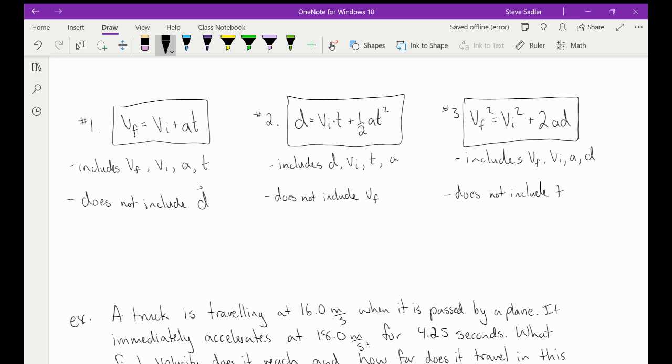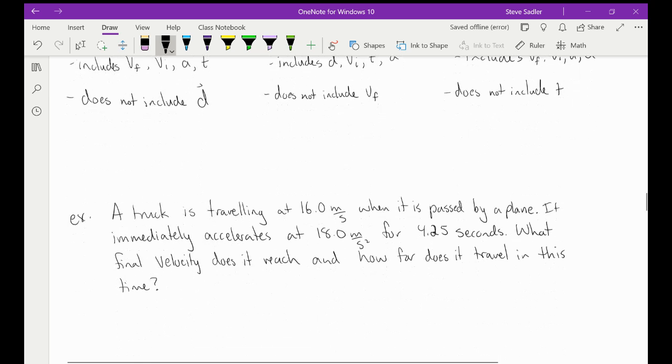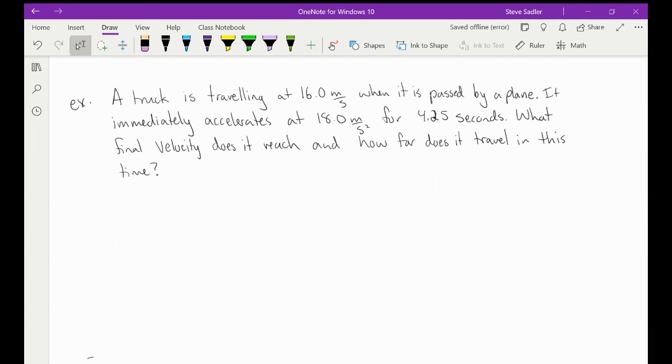Excuse me. So let's do a practice problem. A truck is traveling at 16 meters per second when it is passed by a plane. It immediately accelerates at 18 meters per second squared for 4.25 seconds. What final velocity does it reach, and how far does it travel in this time?